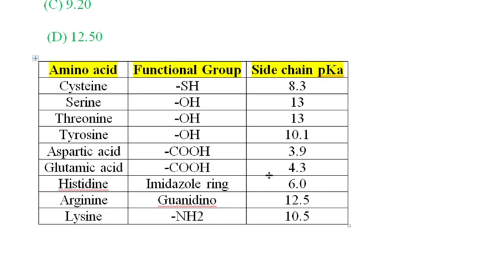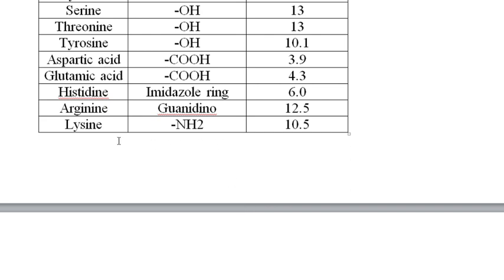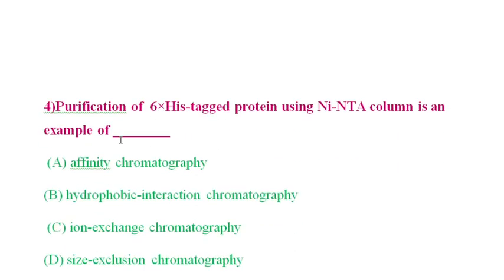and the imidazole ring which is present in the histidine amino acid will have a pK value of 6, and the guanidinium group present in the arginine amino acid will have a pK value of 12.5, and the NH2 group present in the lysine amino acid will have a pK value of 10.5.